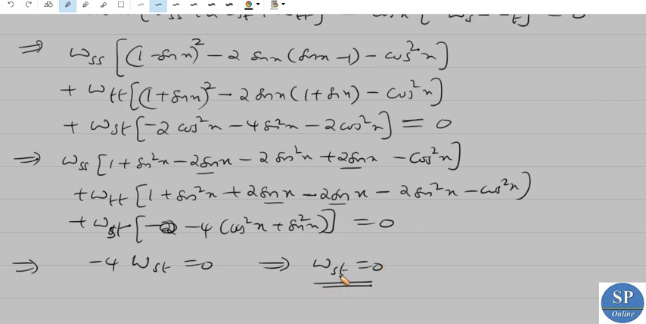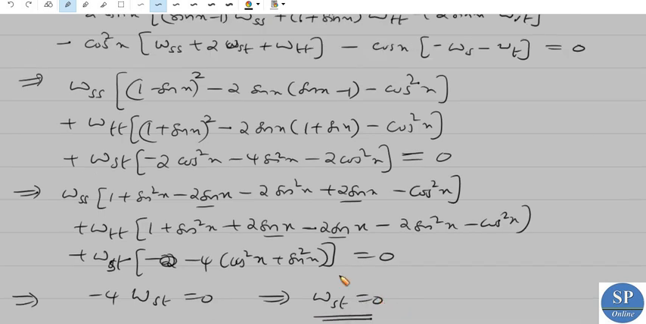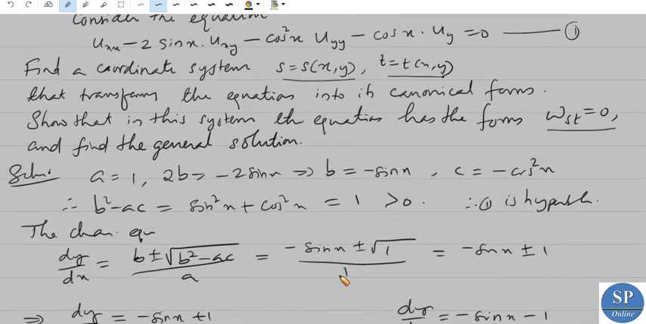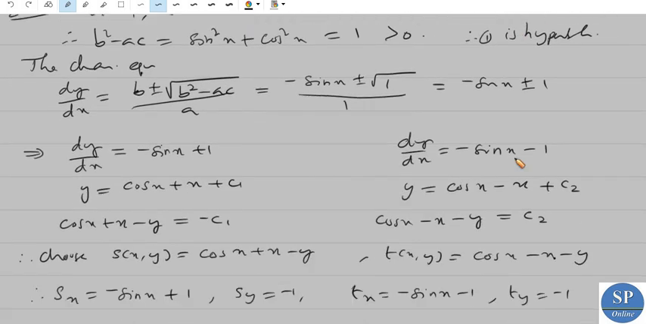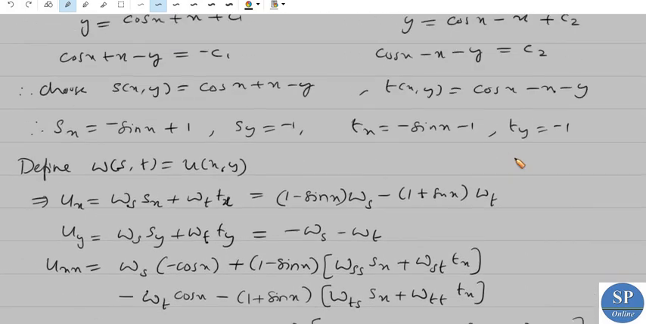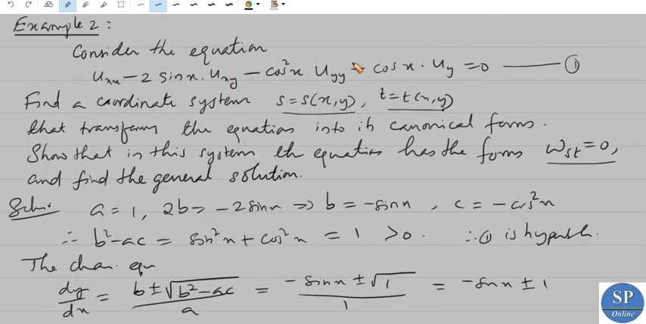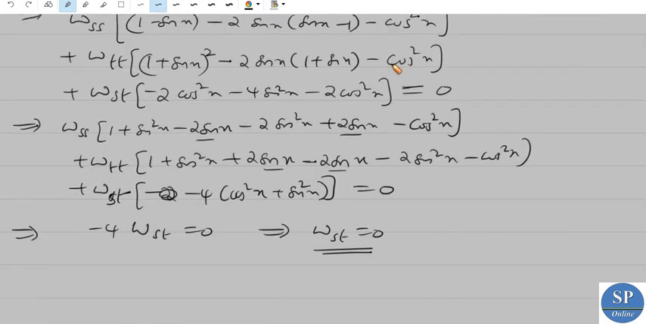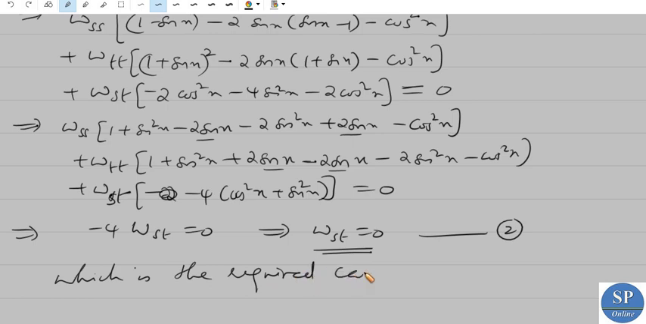Okay. So our question was that the canonical form has the form w_st equal to 0. So it's proved. Now we have to find the general solution of the given equation. This is our given equation. Now the canonical form we obtained is this, equation number 2, which is the required canonical form.